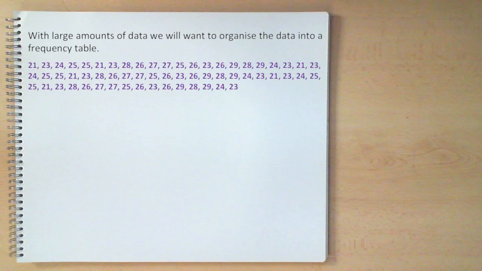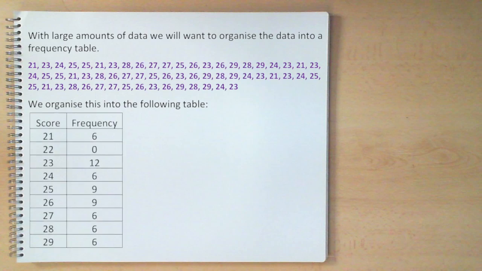When we're faced with large amounts of data, as previously, we'd want to organise this data into a frequency table. So consider this list of data here, which we can organise into the following frequency table. So we've got the scores, possibly in a test, and the frequency within which they occur. And we have a total of 60 items of data.